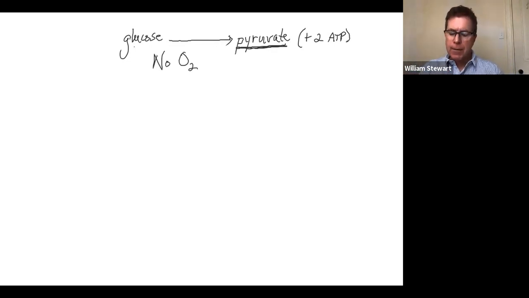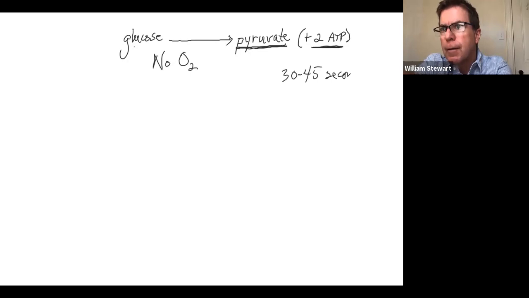So this is going to get us a little bit further down the road, further down the street. This can make ATP to make a contraction last about 30 to 45 seconds. These are just estimates. So about 30 to 45 seconds worth of contraction.